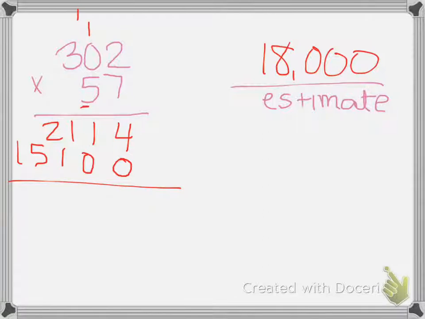Now we add them together. 4 plus 0 is 4. 1 plus 0 is 1. 1 plus 1 is 2. 2 plus 5 is 7. And 1. So our answer is 17,214.